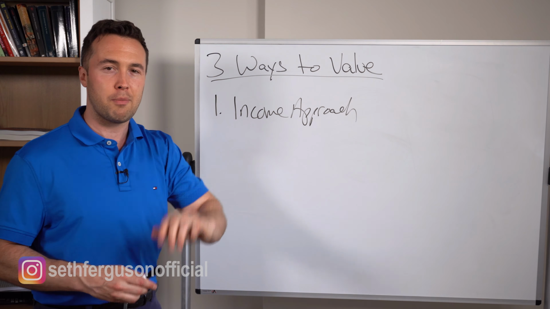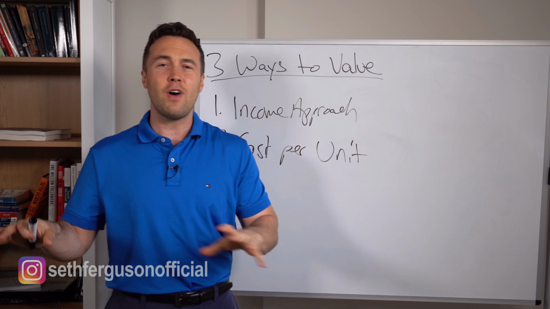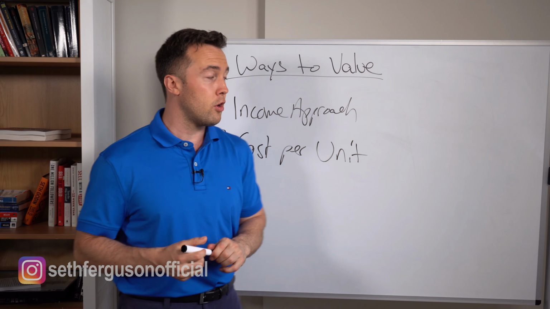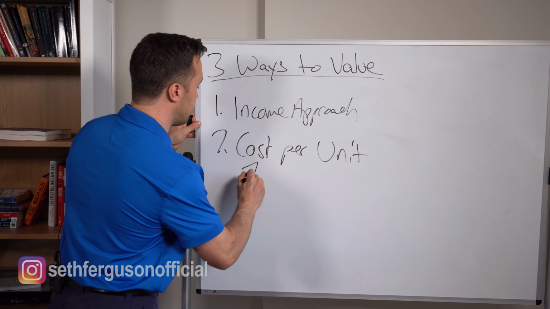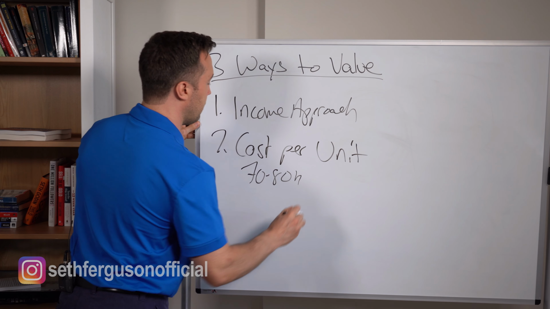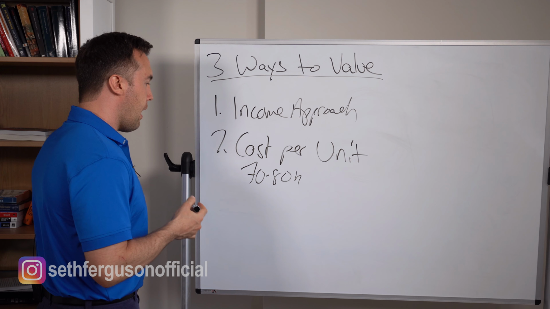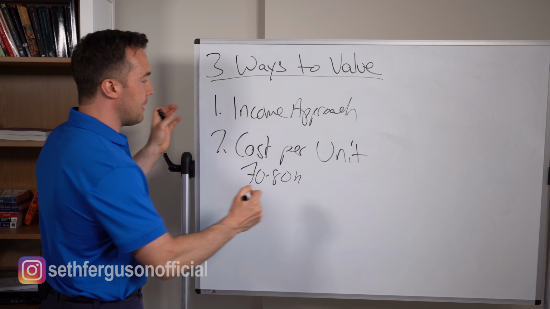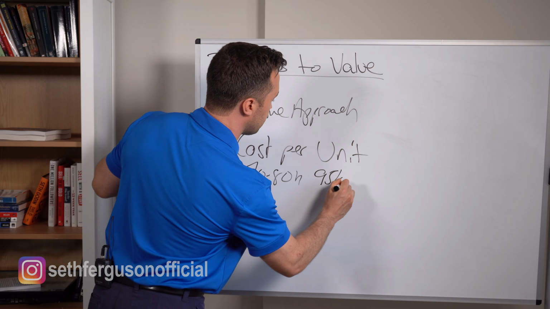Number 2, cost per unit. So let's say we're looking at a 200 unit multifamily property, and there's 5 other examples, and those properties are trading between 70 and 80 grand a unit, hypothetically speaking. And then the property we are looking at is trading around $95,000 a unit.